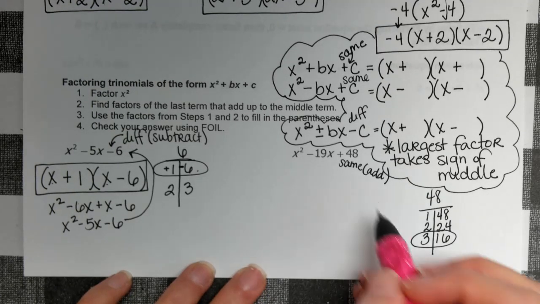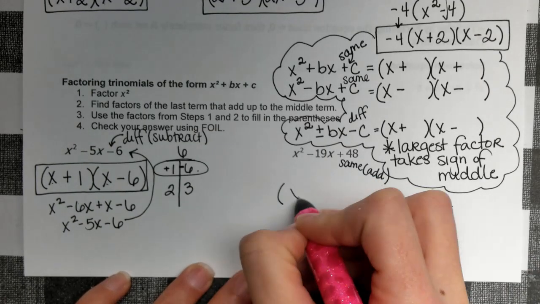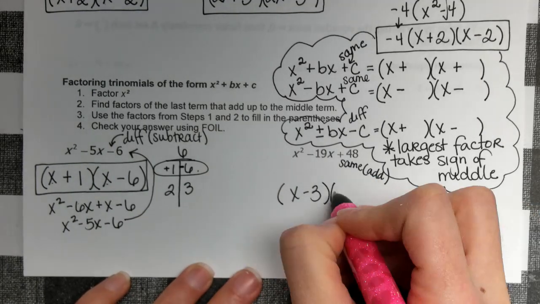Okay? Now, they're the same sign. They're the sign of the middle. So it's going to both be negative. So x minus 3, x minus 16.